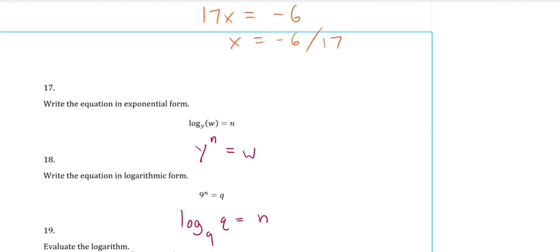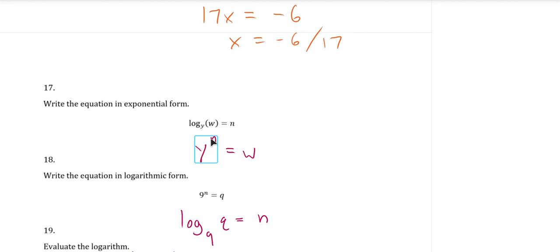17 and 18 ask us to rewrite equations given in one form, say exponential, into another form, say logarithmic. No matter what, you can take exponential equations and write them as logarithmic ones and vice versa. So this logarithmic equation here has a base of y, its output is n, and its input or argument is w. If you reverse the roles of output and input, you need to use the inverse function.